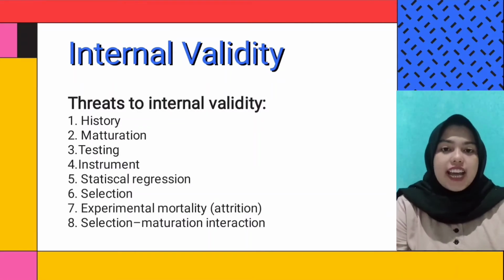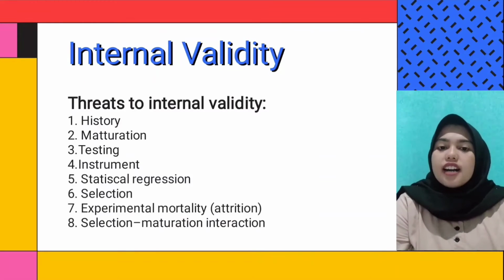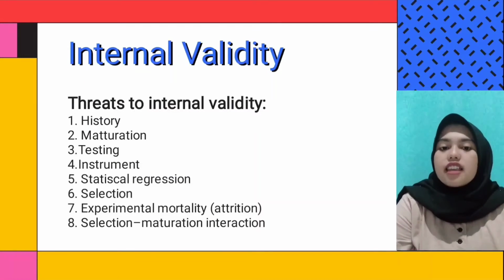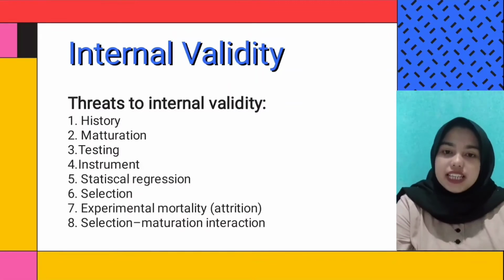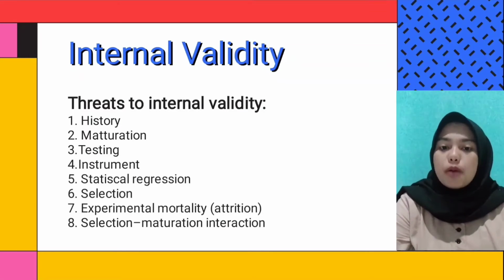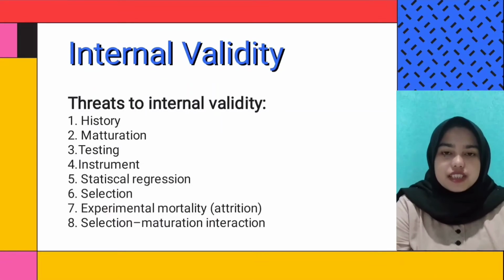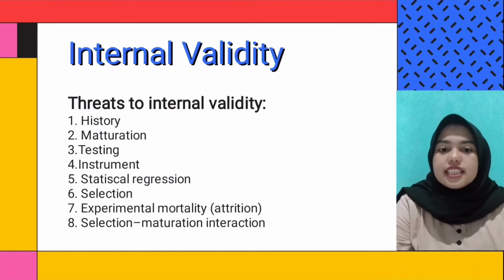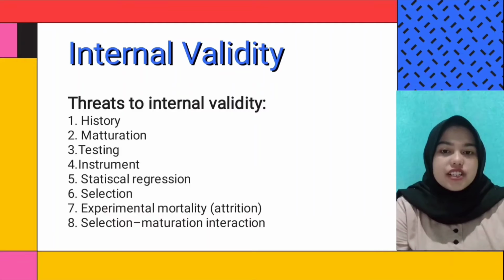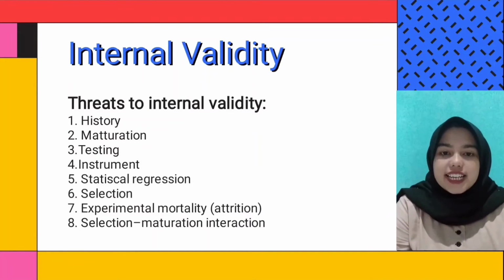The first is history. There are events or conditions that occur between the beginning of treatment and post-test that can result in changes in dependent variables. The second one is maturation. The term maturation refers to changes, biological or psychological, that might occur in subjects simply as a result of time passing.